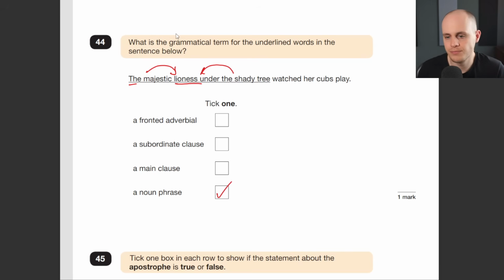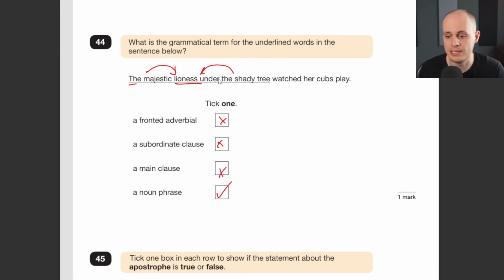It's not a main clause. We can go away and eliminate other ones. The majestic lioness under the shady tree, what? It's not a complete idea, so it's definitely not that. Definitely not a subordinate clause, doesn't start with a subordinate conjunction. And it's also not a fronted adverbial. Fronted adverbials have a comma at the end of them, and again, don't make sense by themselves. So I can get rid of the other answers if I was stuck.